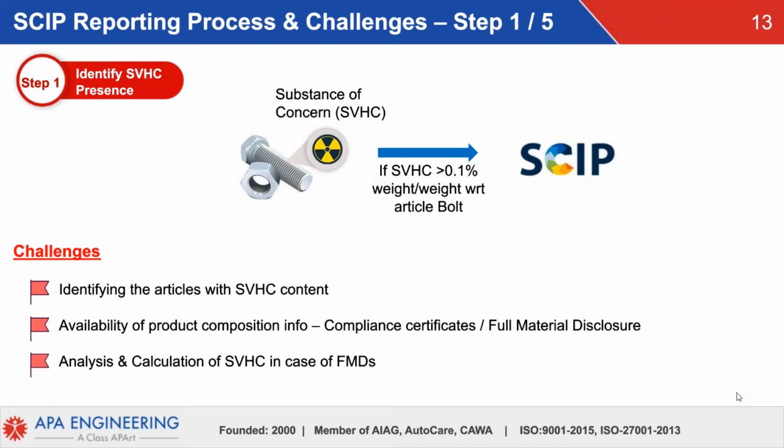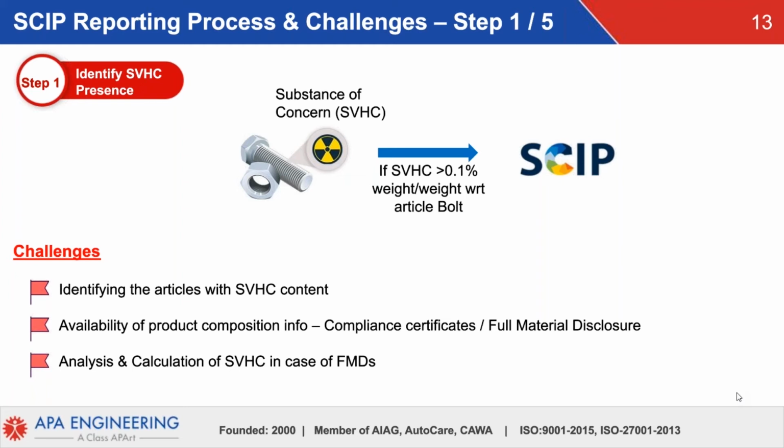Thanks for the introduction. As Ken said, we have laid out the entire SCIP end-to-end process in 5 steps. The first step is identifying the SVHC presence in the article. As you see in the picture, as an example of a bolt, which may be made up of 2 materials, steel as a base material and a zinc plating as a coating material per se. If zinc plating has got hazardous SVHC, then SVHC must be calculated considering the overall weight of the bolt mass, and if it exceeds 0.1% weight per weight, then it requires a SCIP submission.